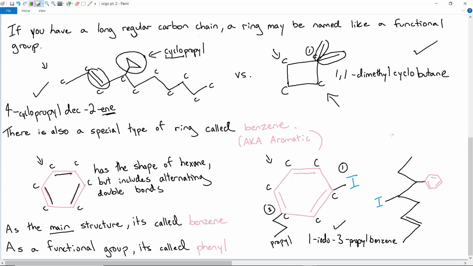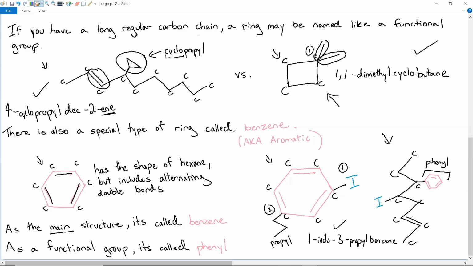Okay, let's take a look at this one now. And if we were to count our carbons on this chain here, we've got 1, 2, 3, 4, 5, 6, 7, 8. So since we have 8 carbons, that is obviously larger than 6. So I'm going to treat this benzene here as a phenyl group and refer to it as a functional group that is branching off of our main 8-carbon chain.